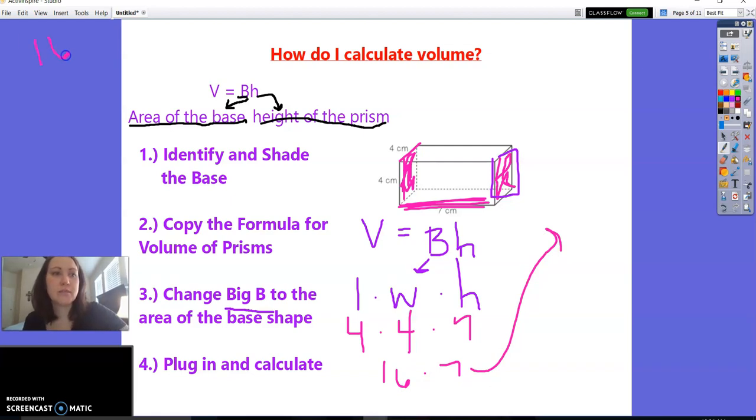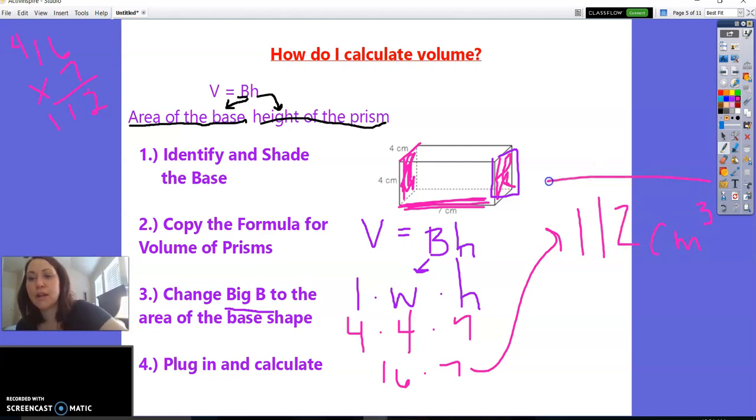Up here is where I'm going to put my answer. I don't know 16 times 7 off the top of my head. You're welcome to use a calculator. No one will know except for you and whoever's with you right now. But I'm going to do my scratch work here. 7 times 6 is 42. 7 times 1 is 7, plus 4 is 11. So I get 112. And then I'm doing centimeters cubed for my label. It's cubed because we have 3 dimensions. We have our length, our width, and our height. So that's why we're putting a 3 there for that unit label.